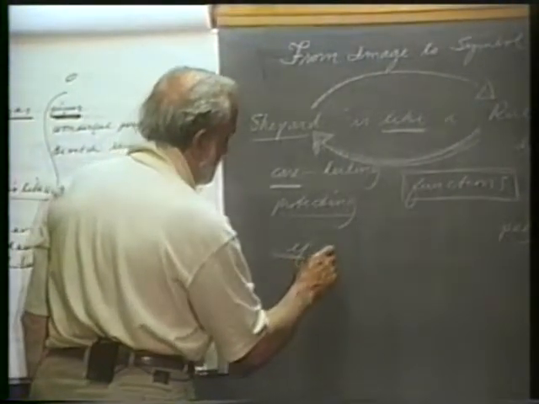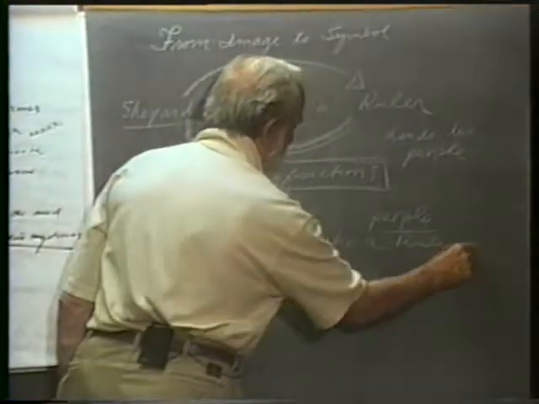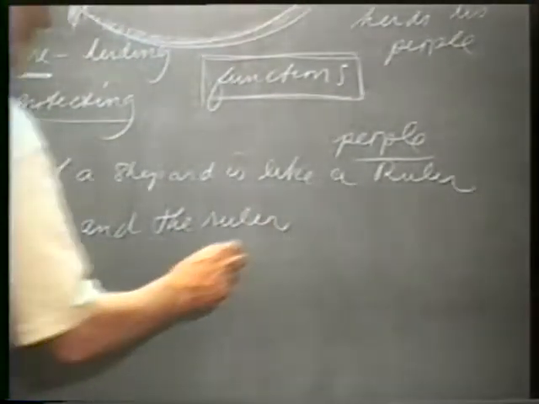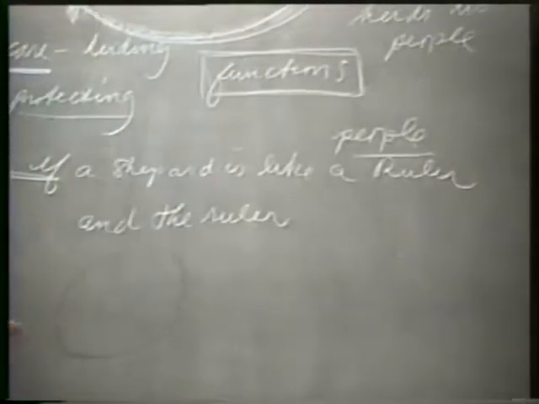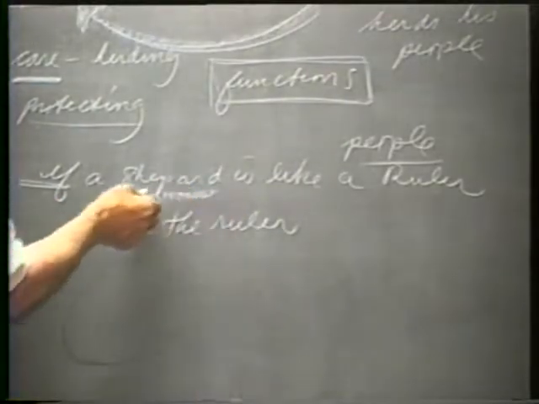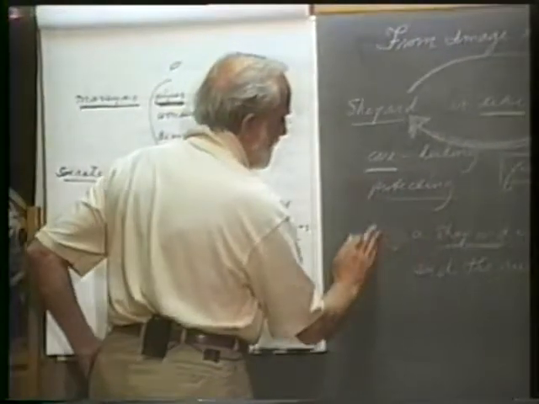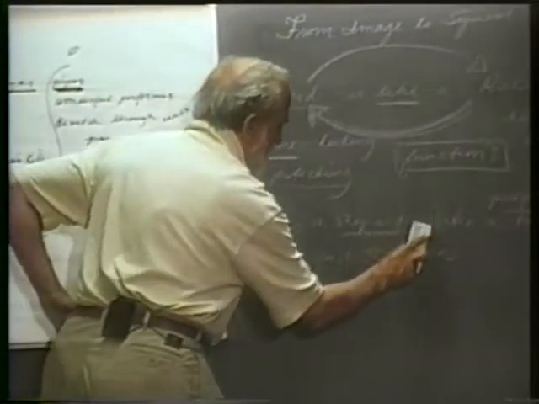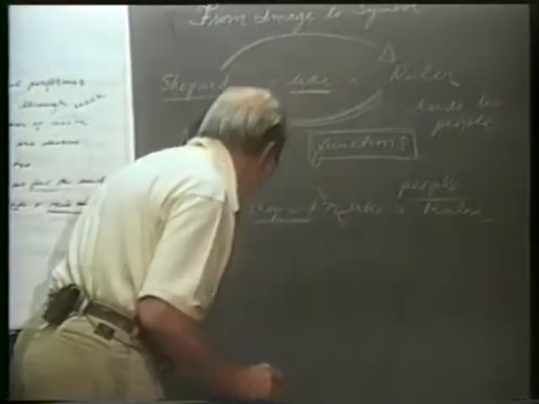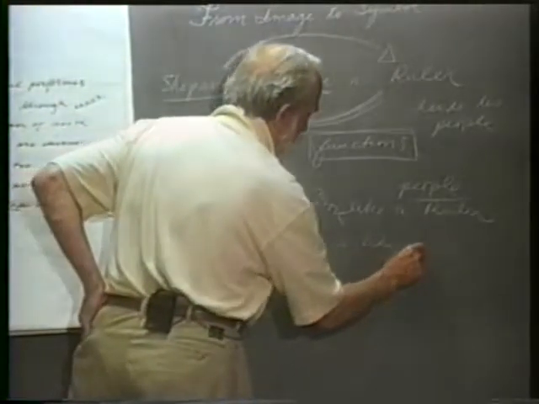We can always try it with the word if. If a shepherd is like a ruler, and the ruler in some sense has its sovereignty over the ruled, over a land. A shepherd, in some sense, has something like that. But let me ask this question, all right? Is a shepherd more like a ruler than the ruler is like a shepherd?